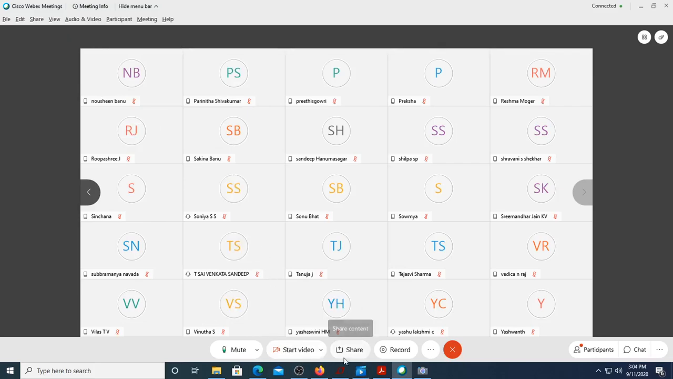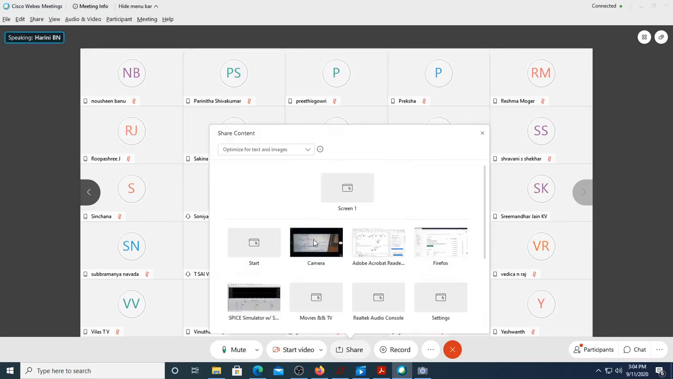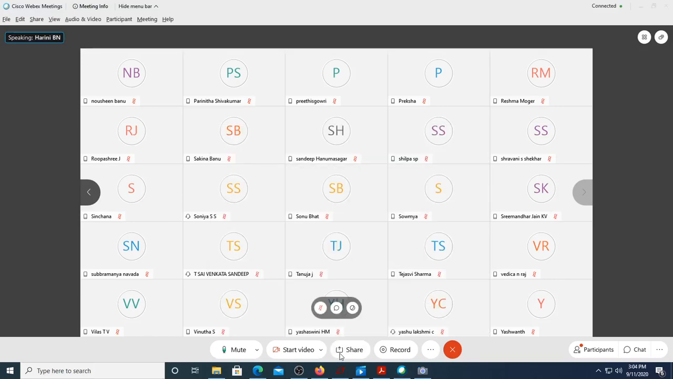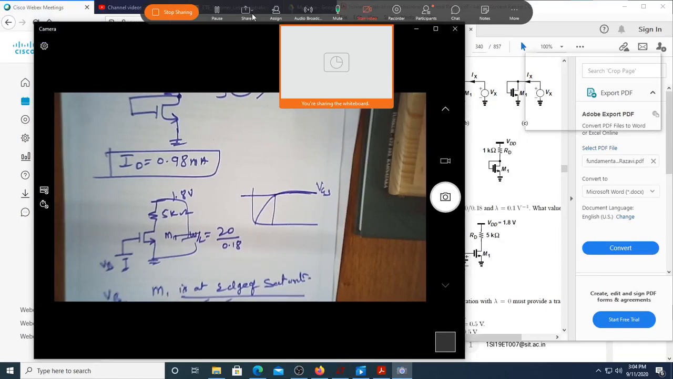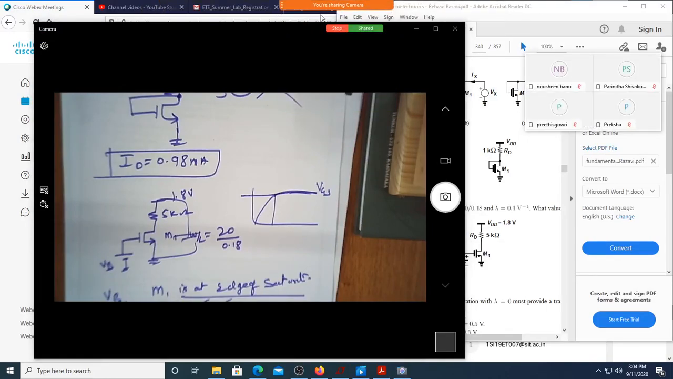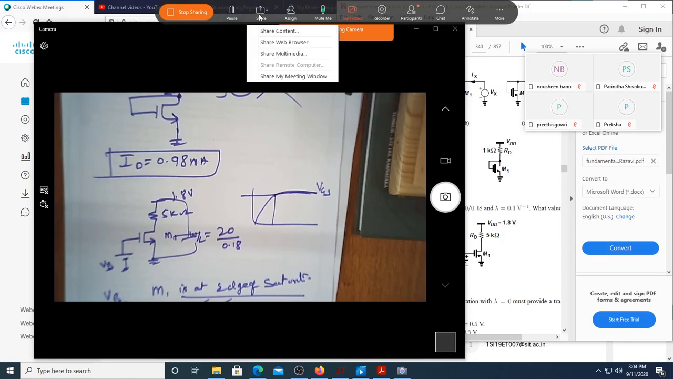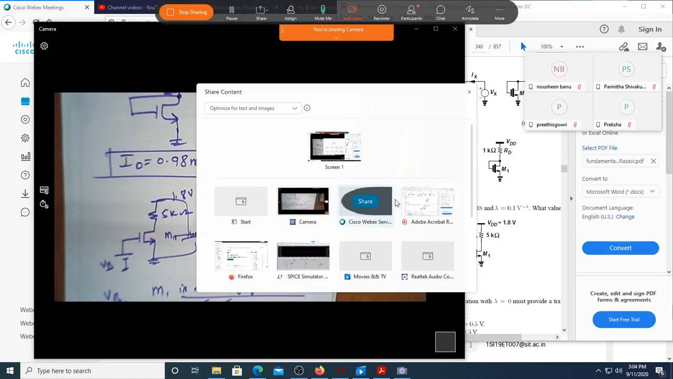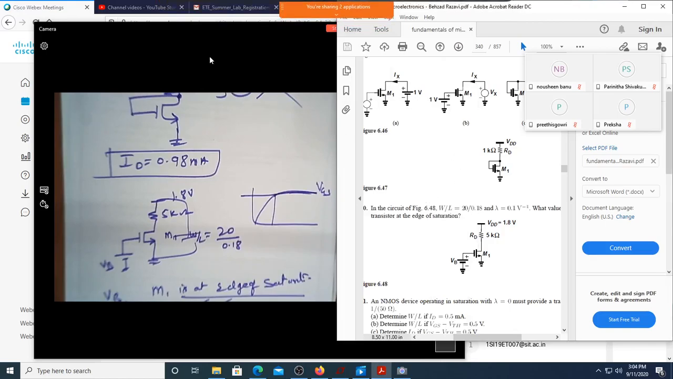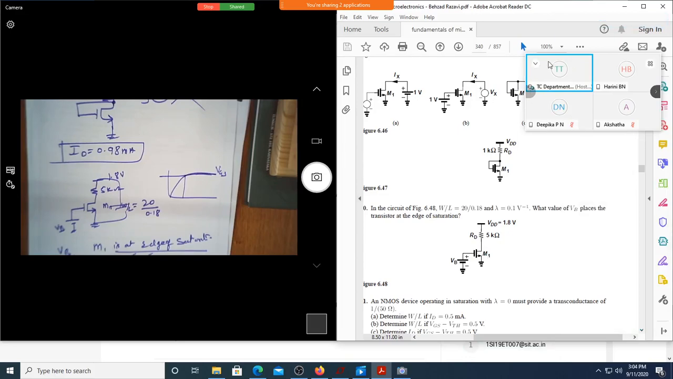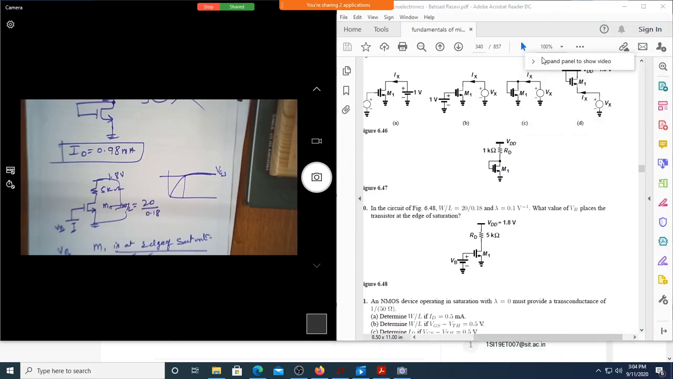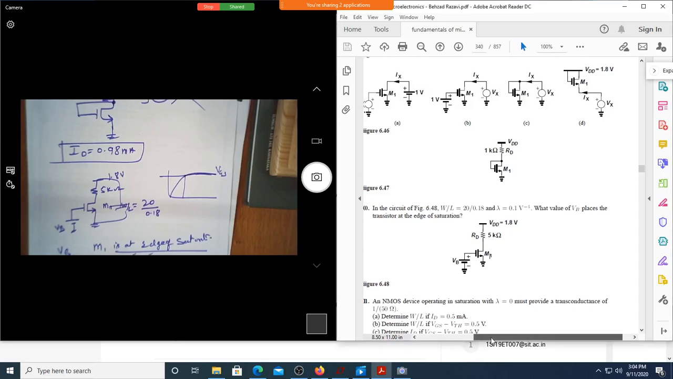Which problem? Okay, this is a problem. Let me share the things. The camera is there, and let me also share the PDF. Where is the PDF? I think this is the PDF. Okay, this is the problem, no? Which one? Yes, this, sir. One second. I think this is the problem.